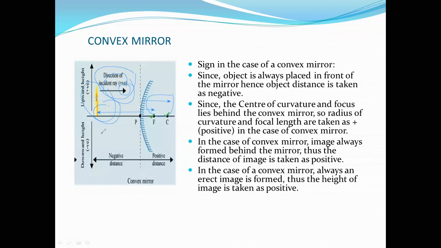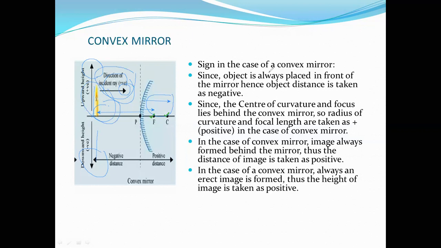Anything which is measured below the principal axis is taken as negative, and anything which is measured above the principal axis is taken as positive. Means if we are going to measure the height of an object, it is taken as positive, and if we are going to measure the height of the image, then it is taken as negative.